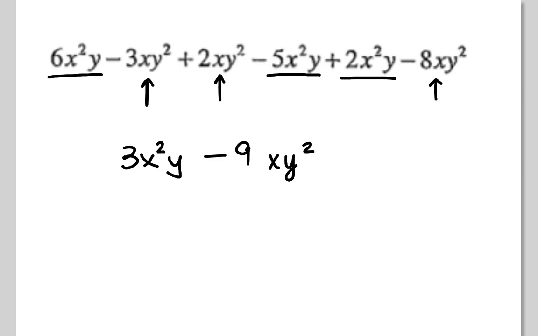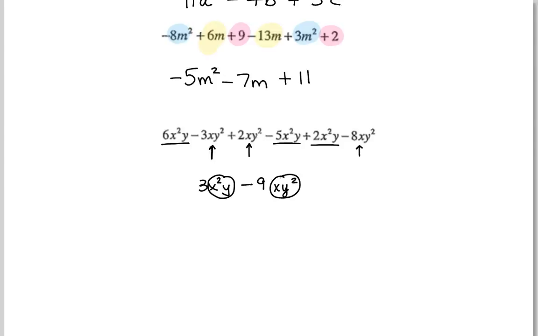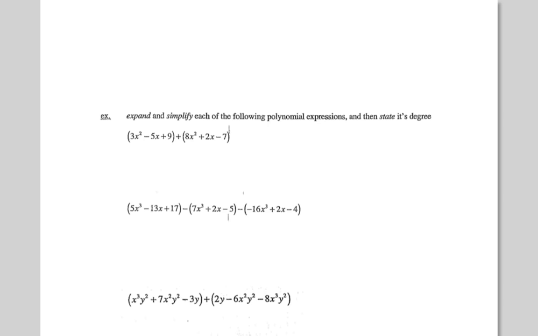The variable is just an object, an algebraic object. Like this right here. Just think of that as an object. You have 3 objects. And this is a different object because it's got a different expression. You have negative 9 of that object. Hopefully that helps you with your algebra.